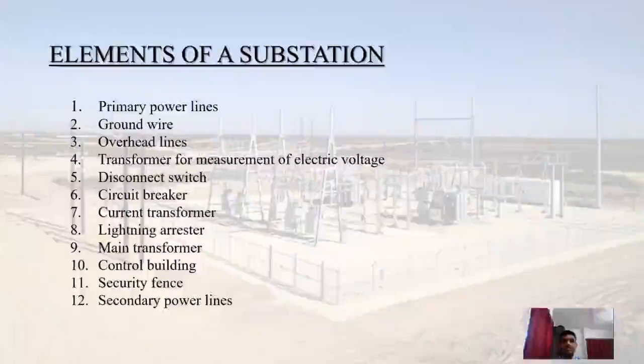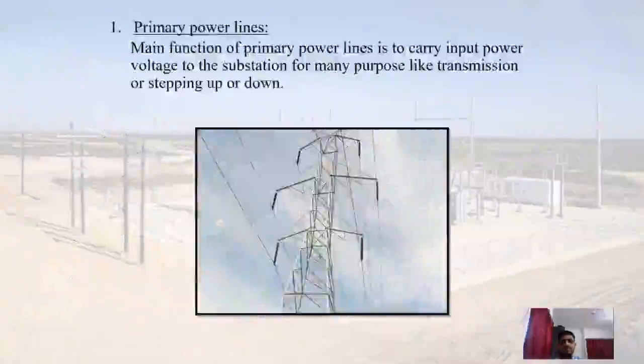We can see here that some main elements include primary power lines, ground wire, overhead lines, transformer for measurement of electric voltage, disconnect switch, circuit breaker, current transformer, lightning arrestor, main transformer, control building, security fence, and secondary power lines. So in this slide, we saw all the main elements of a substation. Now we'll be seeing all the main elements one by one in some detail.